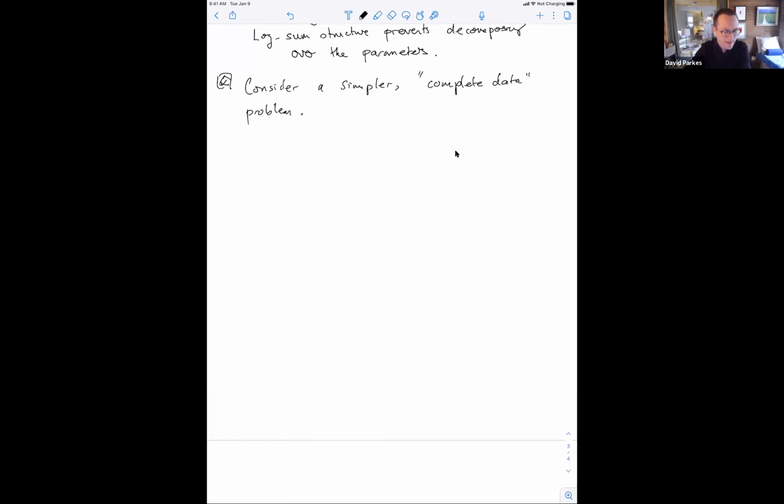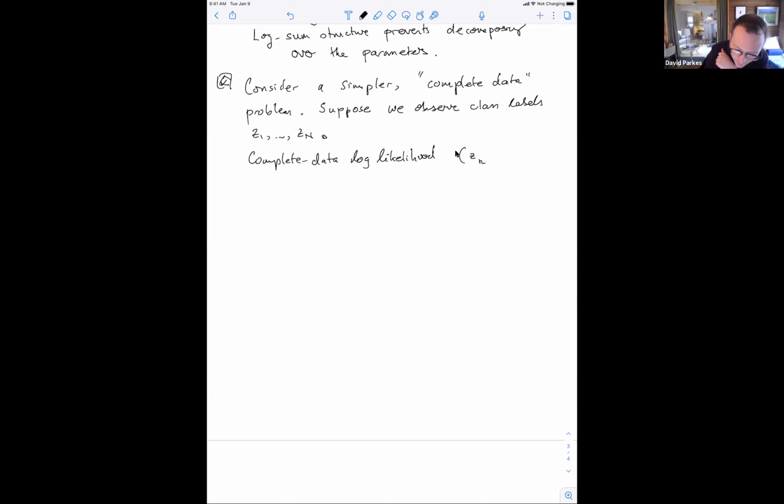So let's consider a simpler complete data version of the problem. This is a step towards being able to work around the difficulty I just described to you. So suppose that we can observe the class labels Z1 through Zn. Pretend for a second that you get given those. And let's write down what we'll call the complete data log likelihood. To write this down, we're gonna assume that Zn is one hot encoded. So think about Zn as being a 0-1 vector, where it's one exactly in the component K corresponding to example N. So what is my complete data log likelihood? Now I'm gonna write X comma Z, because I have the Z's now.